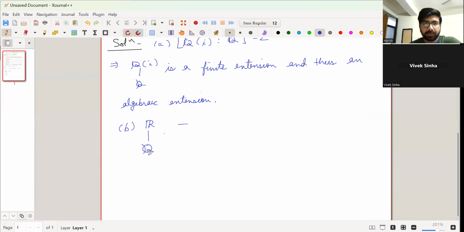So pi belongs to R. By algebraic number, we mean any complex number that is algebraic over Q. R is a subfield of C. So pi is not algebraic as a number belonging to C, which means pi is also not algebraic as an element of R. It's the same thing: it doesn't satisfy any polynomial over Q. So pi belongs to R, and pi is not algebraic over Q. Thus, it is not an algebraic extension.